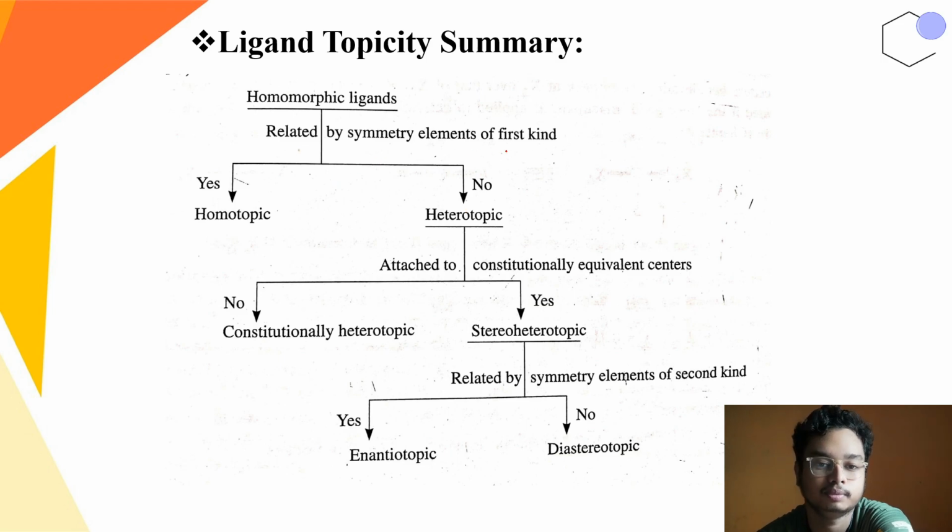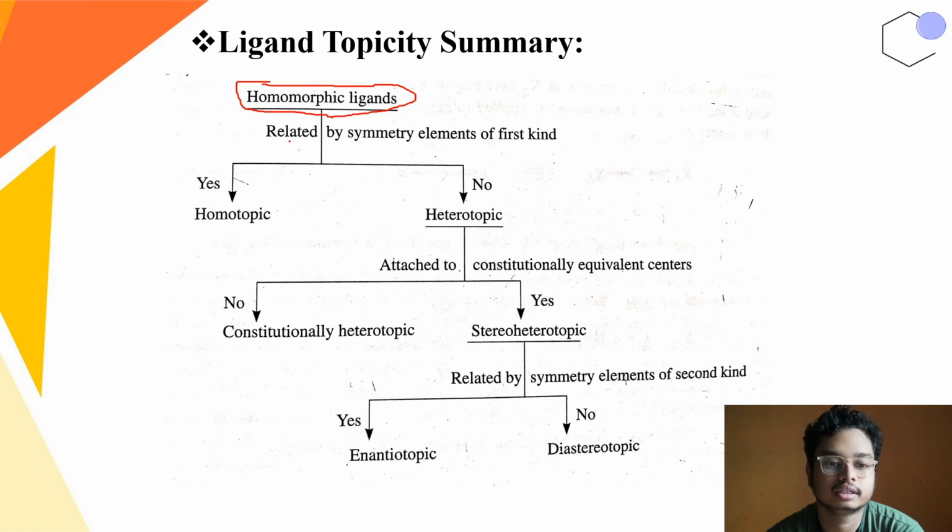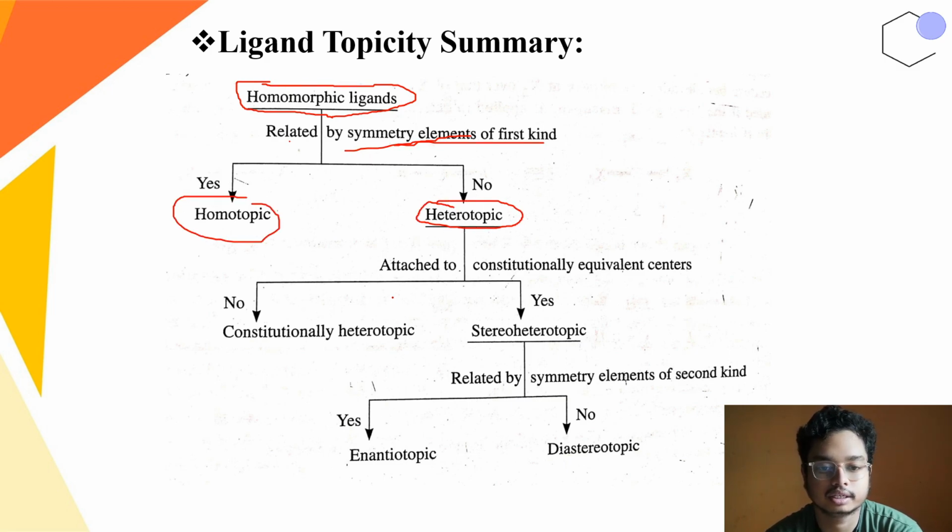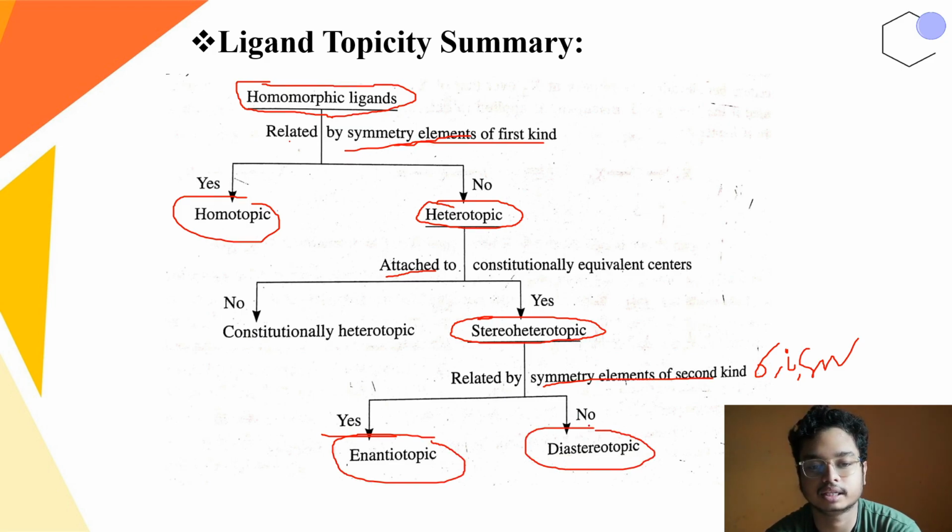Now let us talk about ligand topicity. First is the homomorphic ligand. Homomorphic ligands are those ligands which have a homotopic relationship. If there is a symmetry element relating them, then it is homotopic. If not, then it is a heterotopic relationship. If it is attached to a constitutionally equivalent center, then it is a stereoheterotopic ligand. If there is a symmetry element of the second kind, that is sigma or inversion center, then it is called an enantiotopic ligand, and if not, then it is a diastereotopic ligand. And the symmetry element of the first kind suggests the axis. So this is the broader classification of ligand topicity.